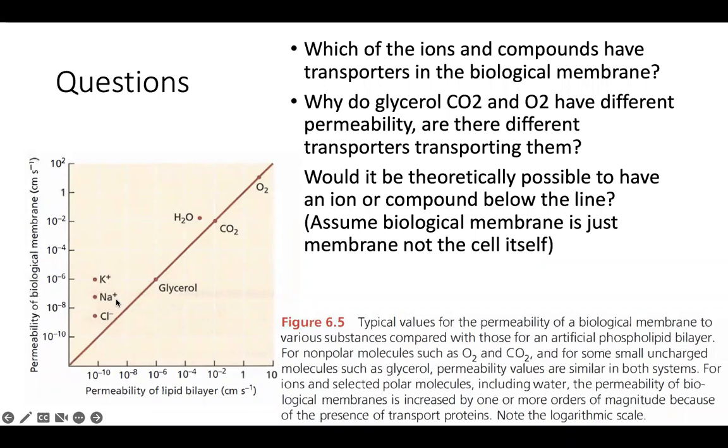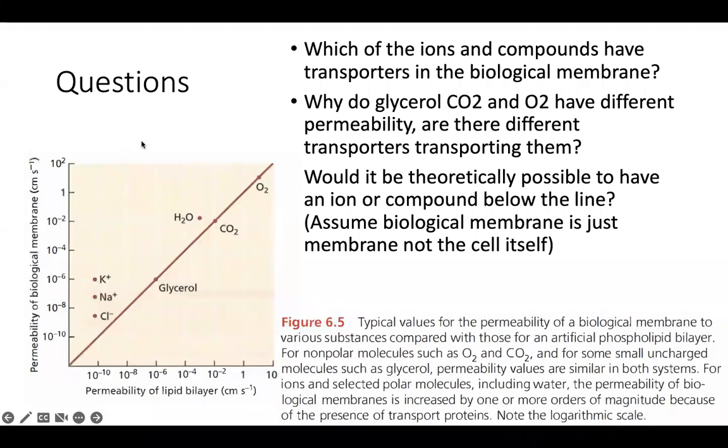Is potassium more permeable for biological membrane or in the lipid bilayer? In chat, I see an answer. Yes, biological membrane. That's correct because the permeability is 10 to the power of -6, and in lipid bilayer 10 to the power of -10. This is extremely low. Therefore, yes, the biological membrane permeates potassium more.